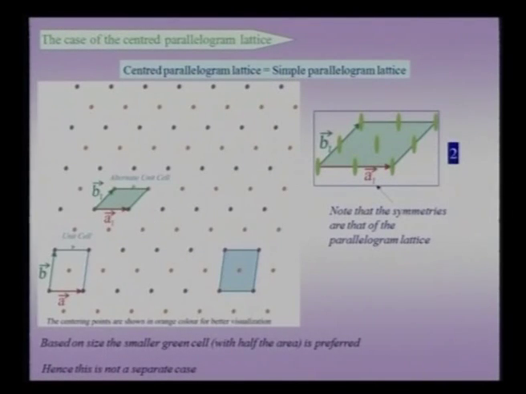For the other case, which was the case of the centered parallelogram lattice, we chose the simple parallelogram lattice, and we see that the symmetry overlay on the parallelogram lattice is exactly identical to that of the normal parallelogram lattice. Therefore I would use a rather smaller cell, the alternate smaller cell, which has the identical symmetry to that of the parallelogram lattice which we had considered before.